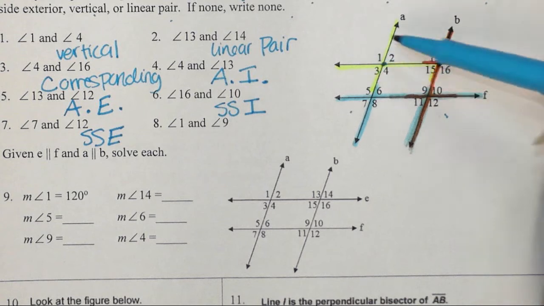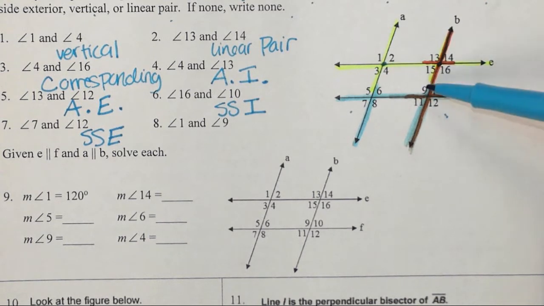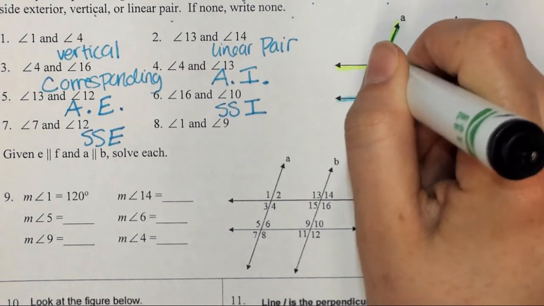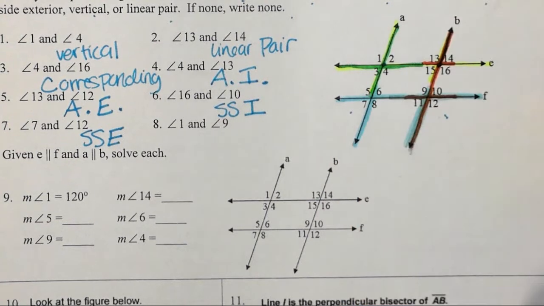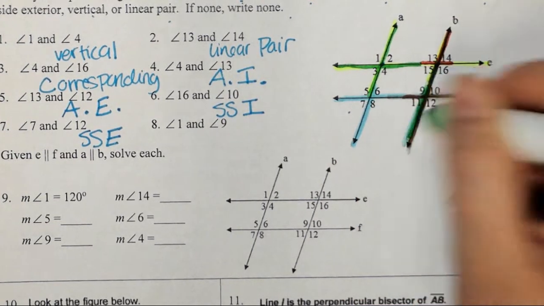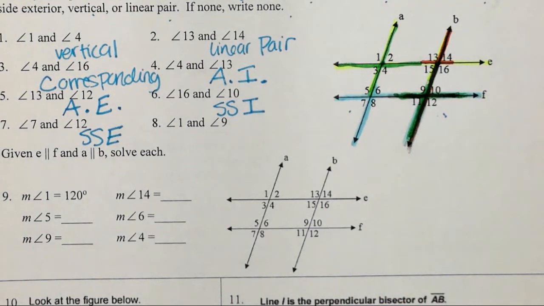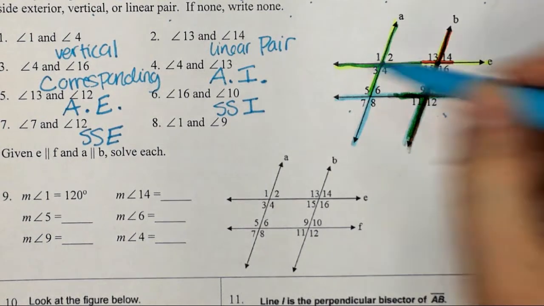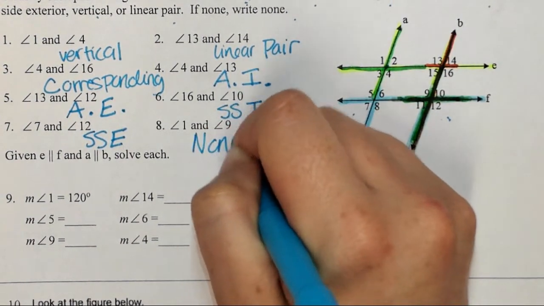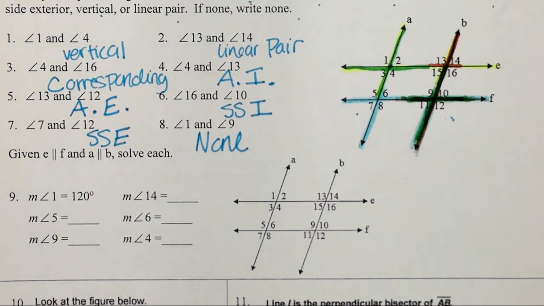Okay, last, it's asking us to compare angle 1 to angle 9. Okay, so when you look at this, angle 1 is made with line A and line E. 9 is made with line B and line F. So these aren't using the same transversal. So these aren't any kind of special angles. These are none. Okay.